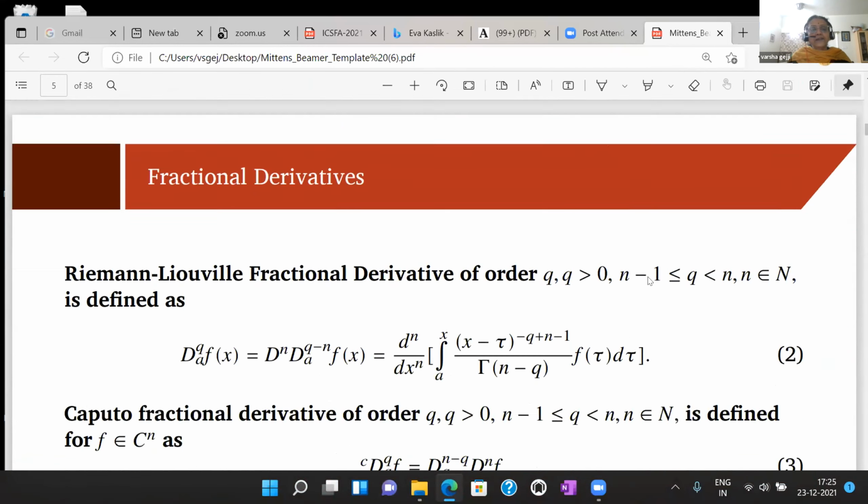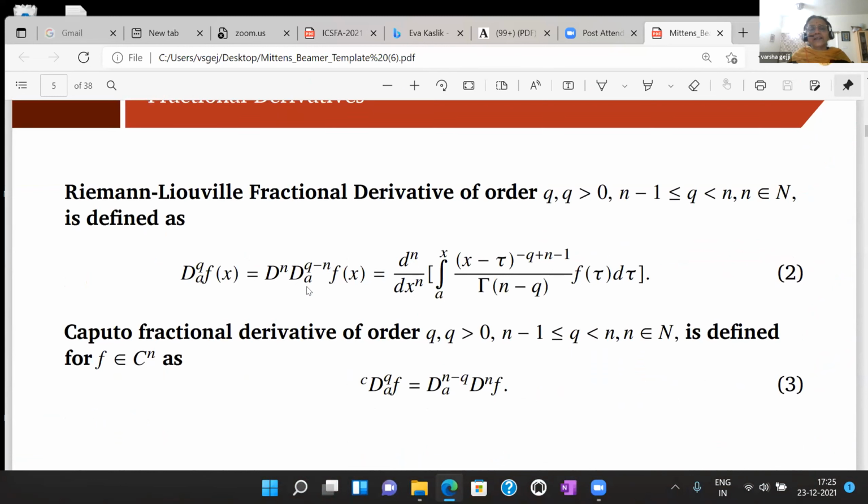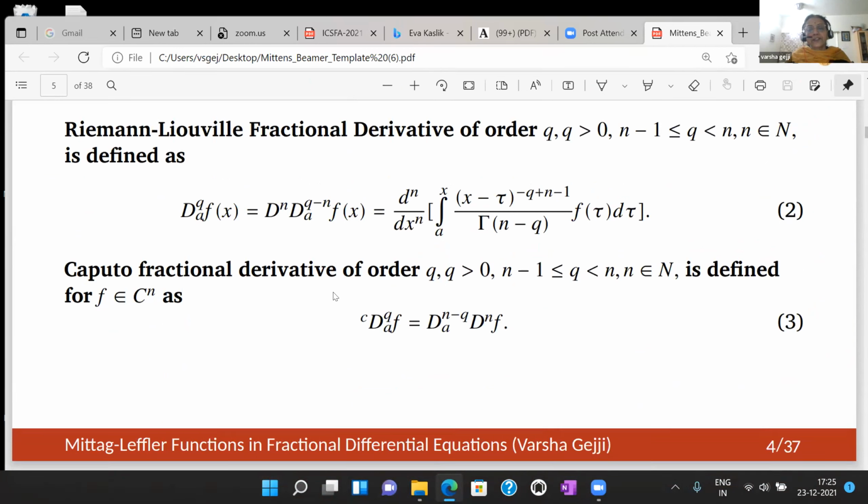And the Riemann-Liouville fractional derivative and the Caputo fractional derivative. So there are a large number of inequivalent fractional derivatives, but the Riemann-Liouville fractional derivative and the Caputo fractional derivative are, I should say, the most popular and basic derivatives. So just for the sake of completeness, I am giving the definition here.